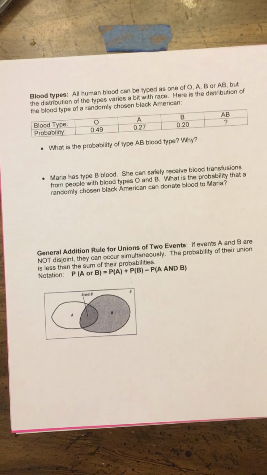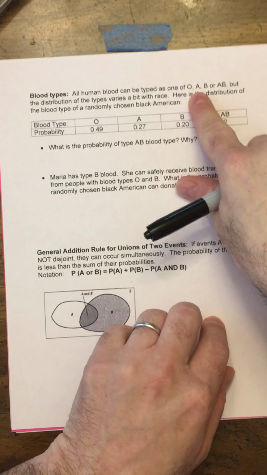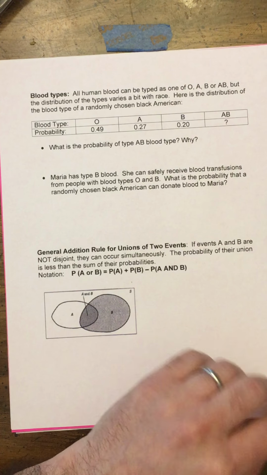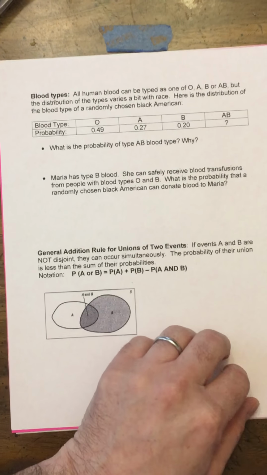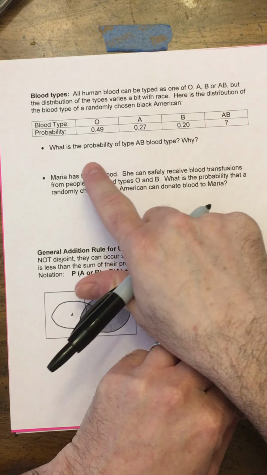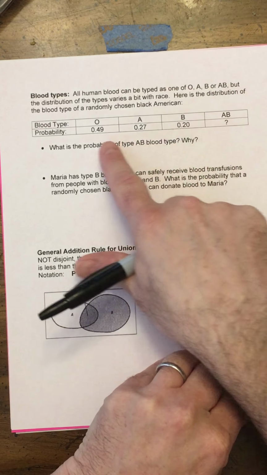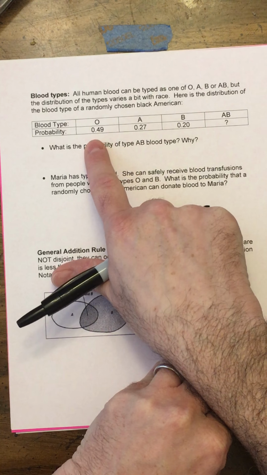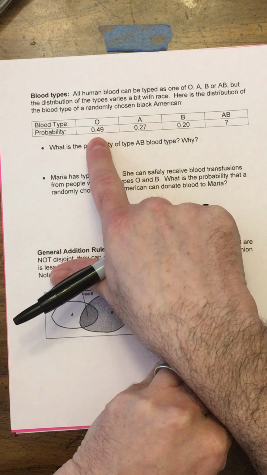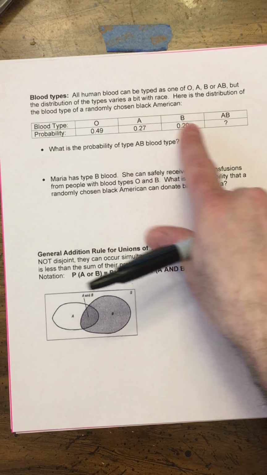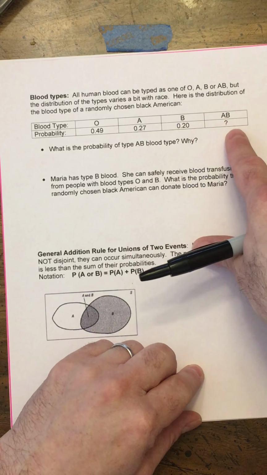Okay, blood types. All human blood can be typed as either O, A, B, or AB. But distribution of types varies with race. Here is the distribution of blood types of a randomly chosen Black American. So this is specifically for Black Americans. Here we have the probability that a Black American has blood type O is 0.49, A 0.27, B 0.20.